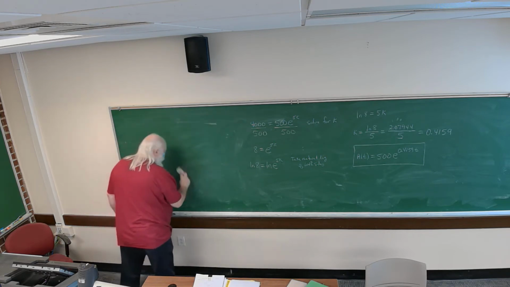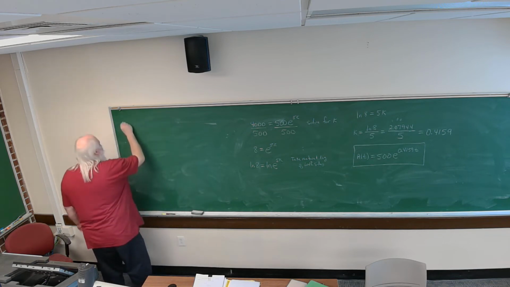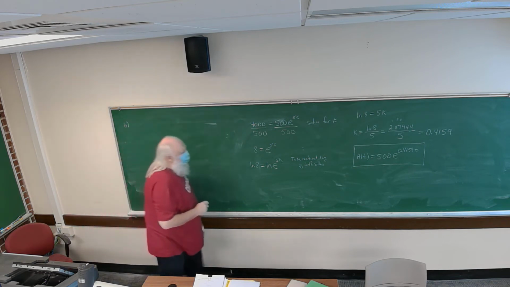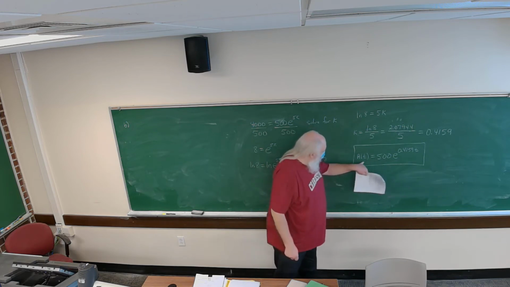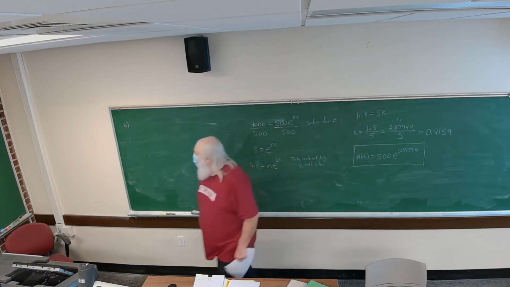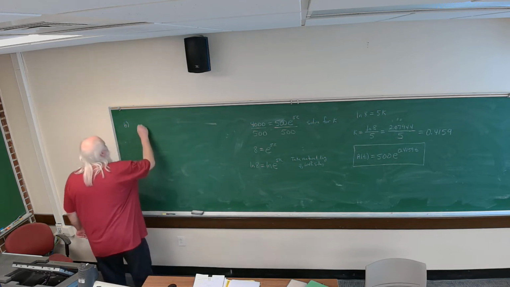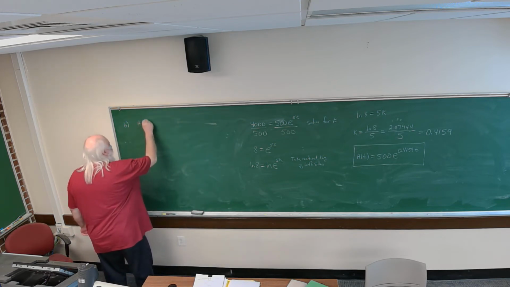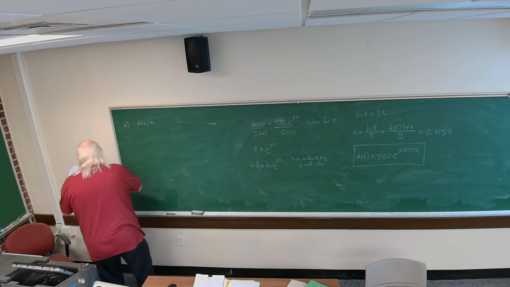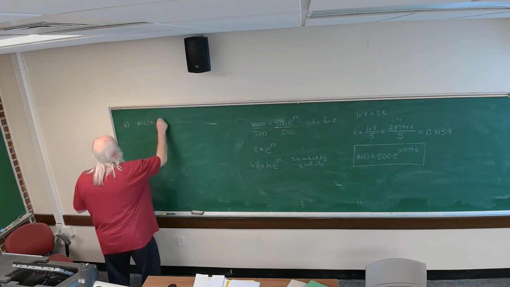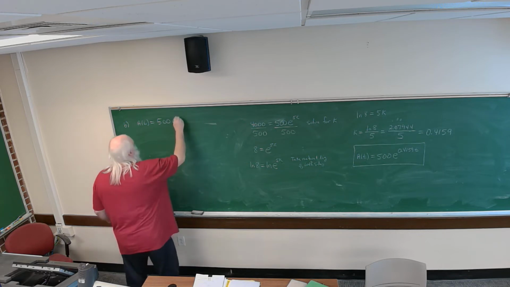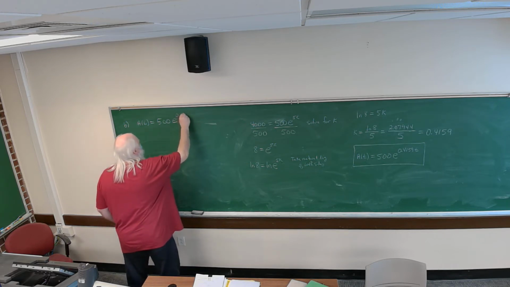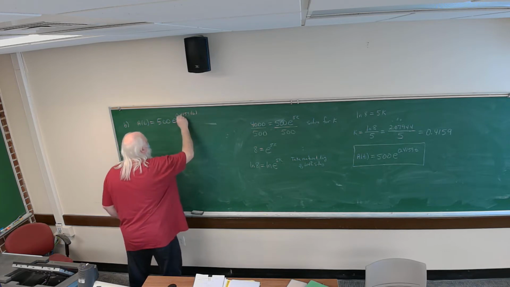Well, to find the number of bacteria that will be present after 6 hours, we just put 6 in for T, right? We evaluate this function at T equals 6. And so we have A of 6 is equal to 500 times e raised to the 0.4159 times 6 power.